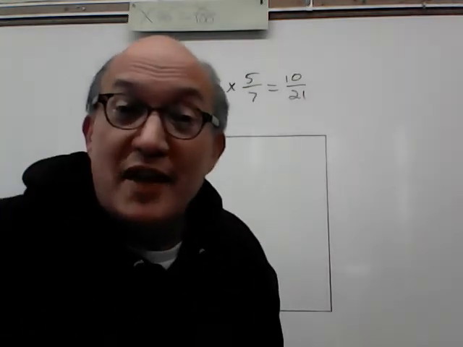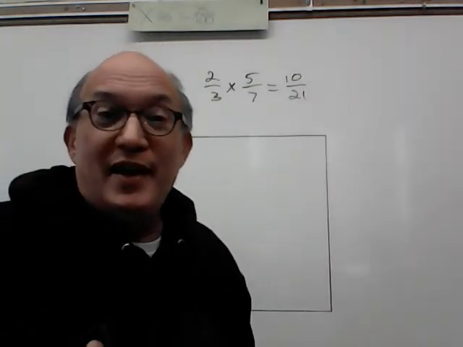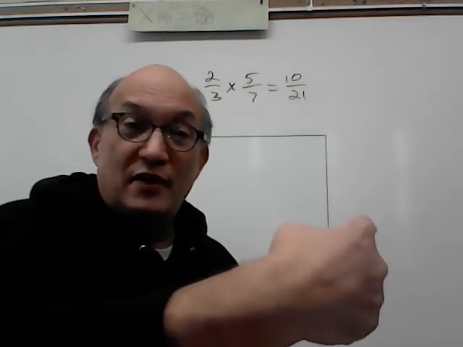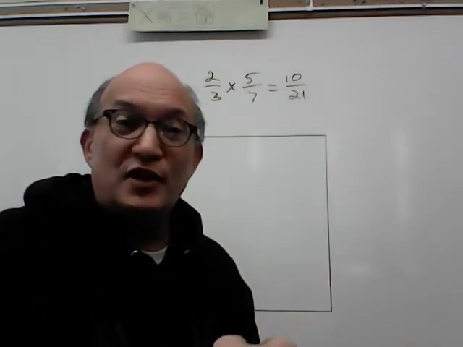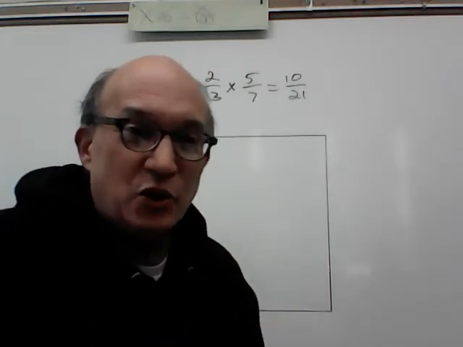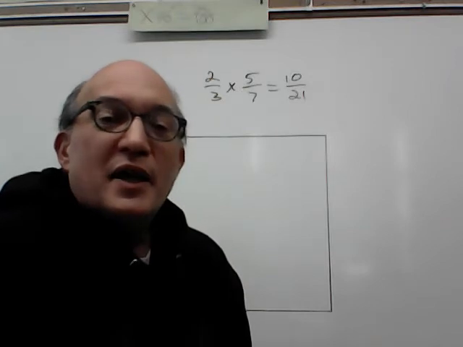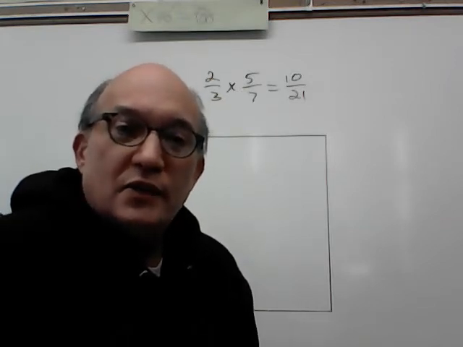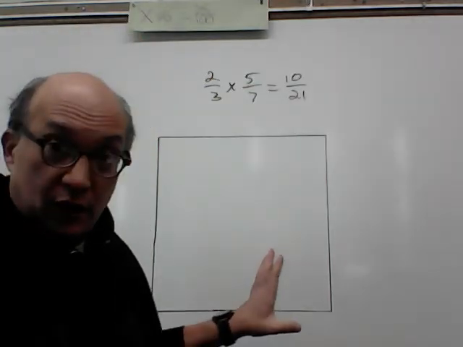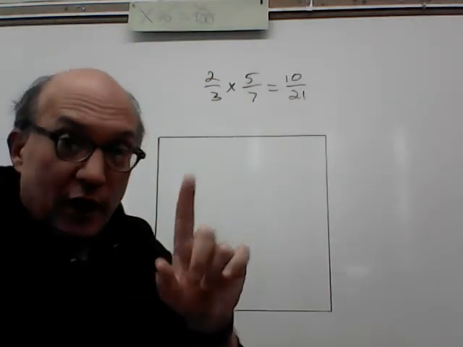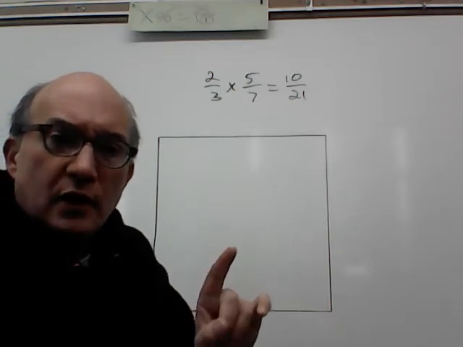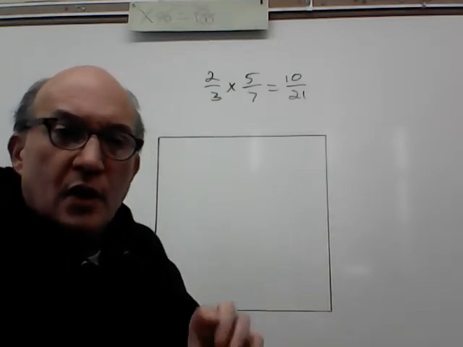The denominator of the answer is 21. And also along the way earlier, if you recall, I converted 5/7 into 15/21. And that's why I made each of these sides 21 inches long. Because what we're going to do now is subdivide this square, whose area is 1. We're going to subdivide it into 21 congruent rectangles.